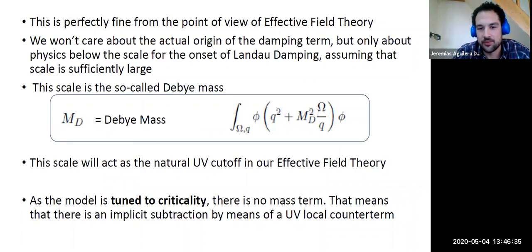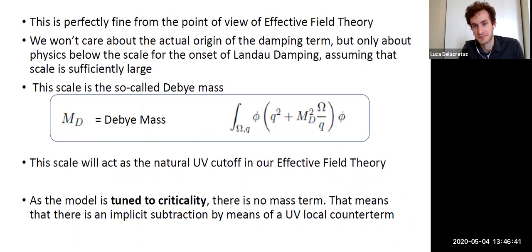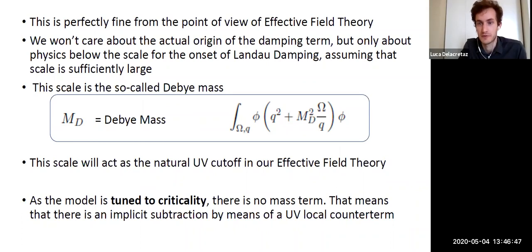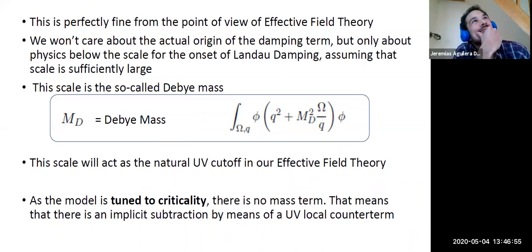So this is the philosophy of effective field theory in general. Usually we just put local terms, right, in effective field theory. But I guess you're saying, well, if you start putting 1 over q's, when do you stop? Yeah, that's correct. That's correct.